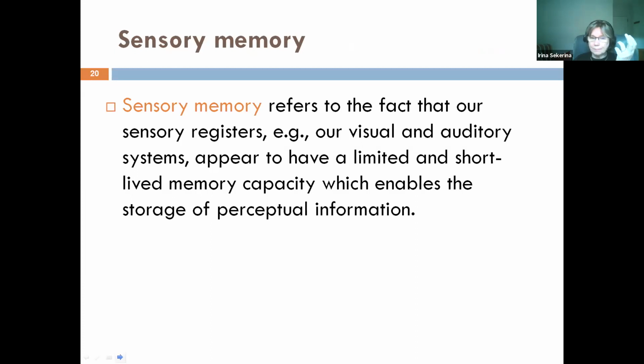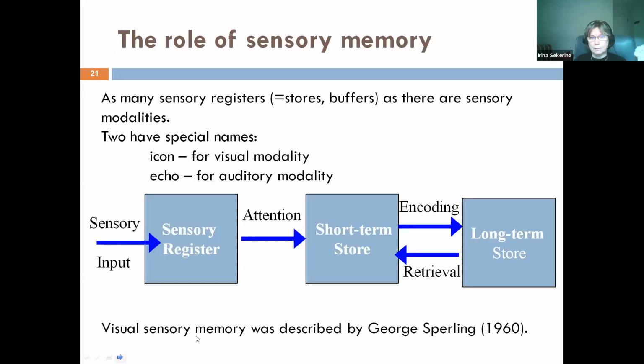Now, even if we consider nine from Sherrington's classification of senses, only two of those received special names, and that's the visual and auditory sensory registers. Okay, so these special names are icon for the visual modality, like an icon on your computer, and echo for the auditory modality. So when you see the words icon and echo, that almost always means that people are talking about the sensory memory for either visual or auditory information.